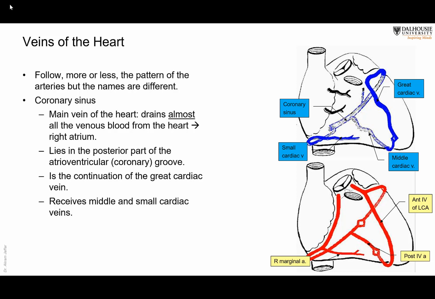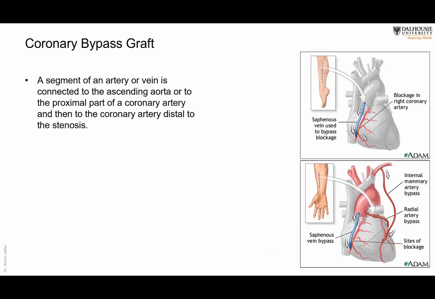Veins accompany the arteries, but unfortunately they have different names that you need to memorize as well. So we have a great cardiac vein that accompanies the anterior interventricular artery, and this continues as the coronary sinus, which receives a middle cardiac vein and a small cardiac vein, and the coronary sinus opens into the right atrium, as I mentioned. It is the main venous channel that brings the blood back to the heart.